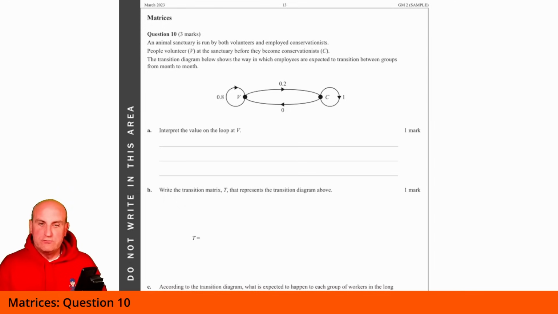Now, moving on to matrices. An animal sanctuary is run by volunteers and employed conservationists. People volunteer at a sanctuary before they become conservationists. The transition diagram below shows the way in which employees are expected to transition between groups from month to month. Interpret the value on the loop at V.